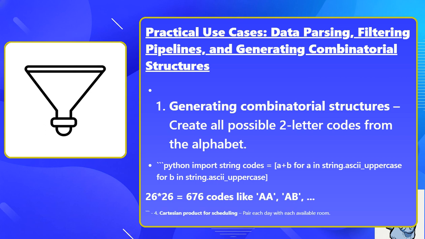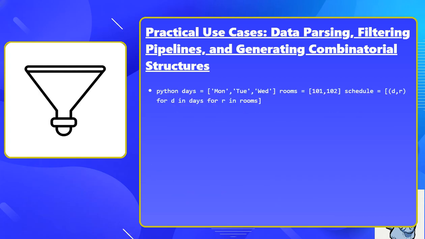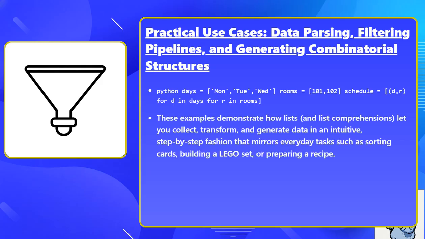4. Cartesian product for scheduling, pair each day with each available room. days = ['Mon', 'Tue', 'Wed'], rooms = [101, 102]. schedule = [(d, r) for d in days for r in rooms]. These examples demonstrate how lists and list comprehensions let you collect, transform, and generate data in an intuitive step-by-step fashion that mirrors everyday tasks such as sorting cards, building a Lego set, or preparing a recipe.